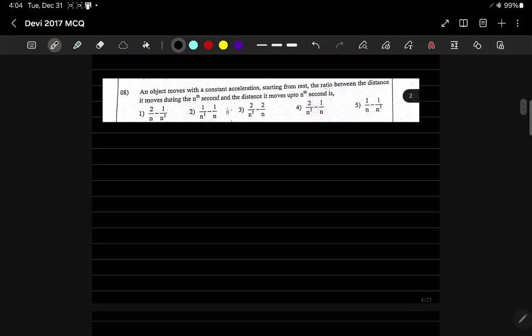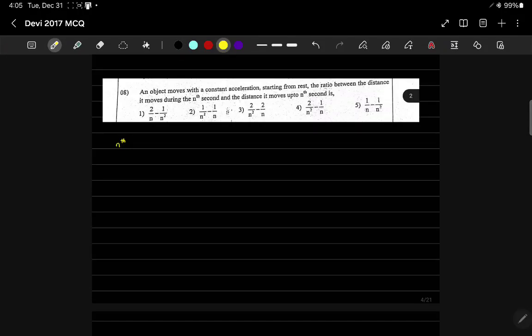Question number 8. An object moves with a constant acceleration starting from rest. The ratio between the distance it moves during the nth second and the distance it moves up to the nth second. Right. Now, what is meant by this nth second? First of all, let's understand that.